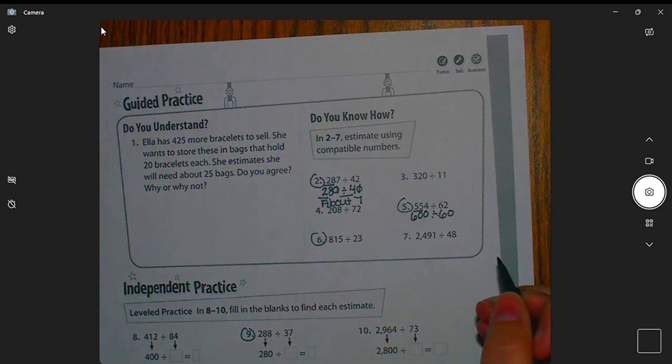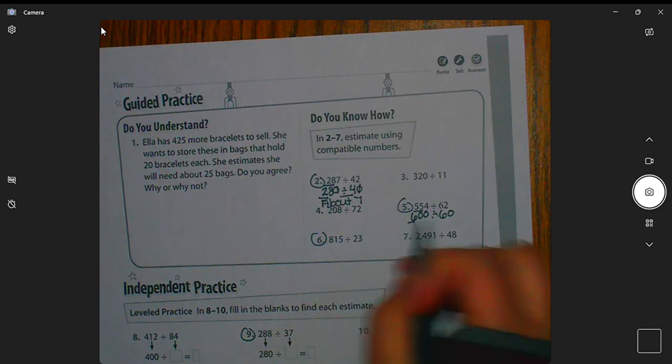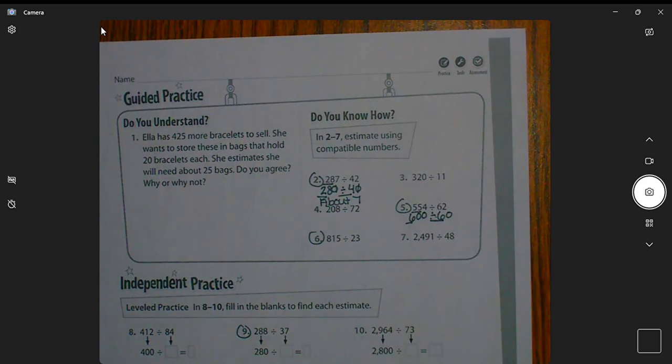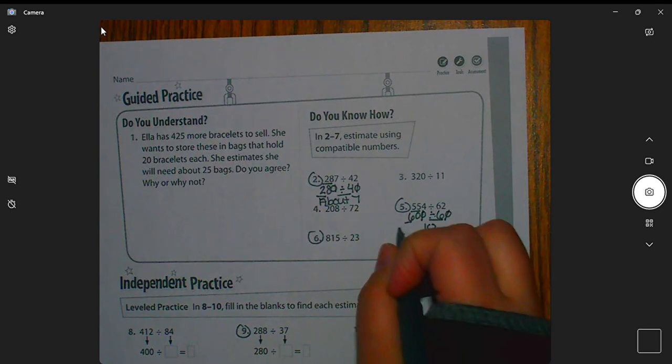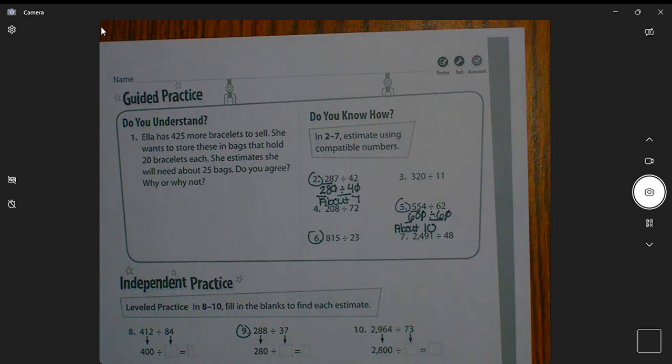Do you see a basic fact? I do. I see 6 divided by 6. Is that what you see too? Awesome. 6 divided by 6 is 1. My 10 cancels out, but I have a 0 left. So my quotient is about 10. And again, always make sure you say about because we have estimated.